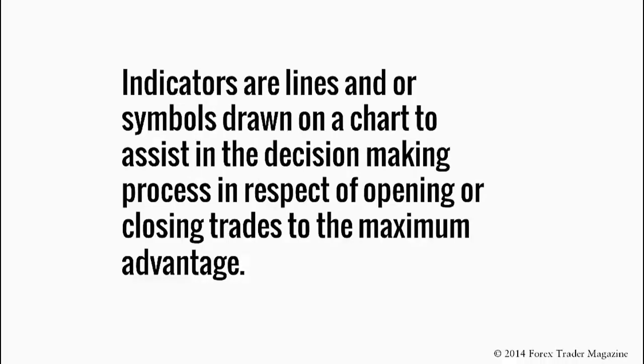Indicators are lines or symbols drawn on a chart to assist in the decision-making process in respect of opening or closing trades to our maximum advantage. And the thing about indicators is that we rarely, if ever, use them in isolation. Normally we want to use a couple of different indicators and get a confirmation from them that they're all pointing in the same direction in terms of whether we should be buying or selling, and whether we should be entering or leaving a trade at any given moment.